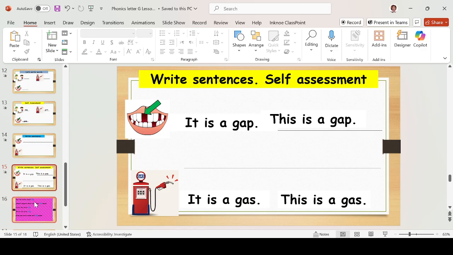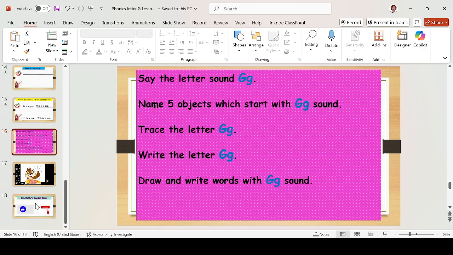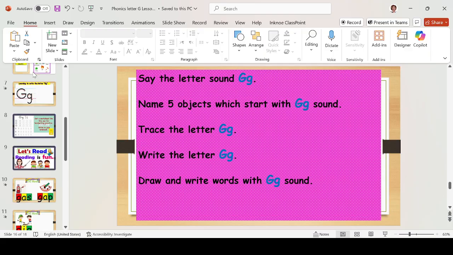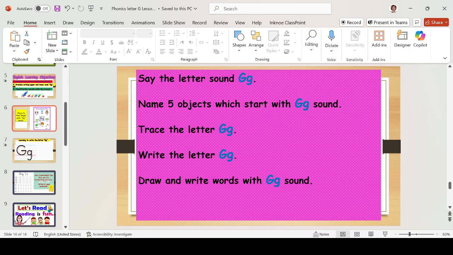And then when you are done with your corrections, I want you to say the letter sound G, G, G. Can you say that? G, G, G. Okay, now I want you to name only 5 objects. We start with the G, G sound. What can you tell me? Or you can look at your collection. What do you have? Or I show you here. Let's see what we have.